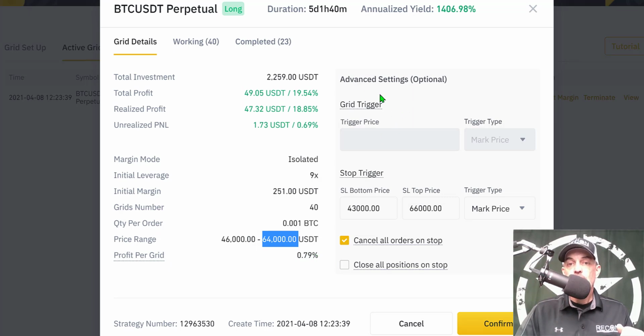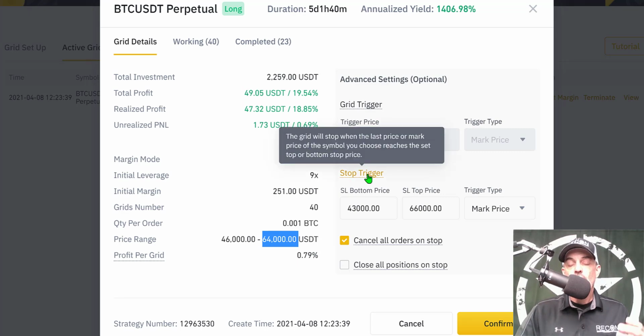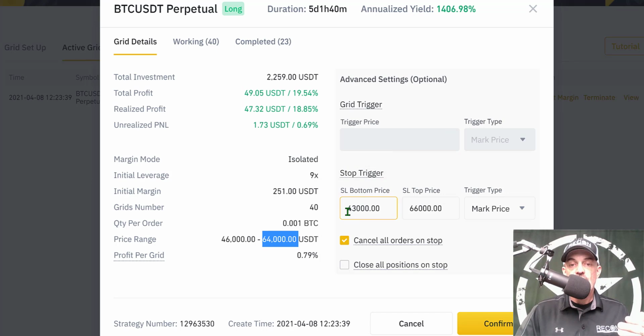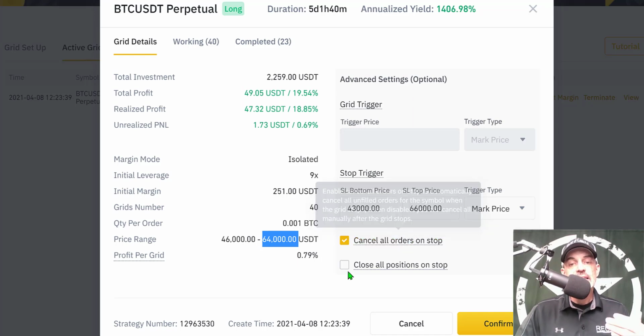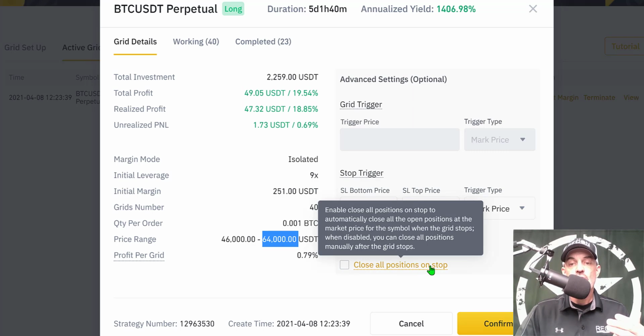I did not deploy a grid trigger start price. However, I did use stop triggers or stop losses, and my stop losses were set at 43,000 and 66,000. And then I chose to cancel all orders on stop. I did not select close all positions on stop.